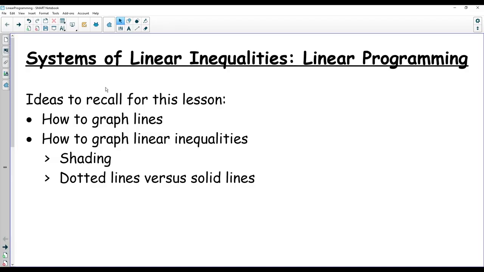A few things that you really need to make sure that you are solid on before you jump into this lesson is how to graph lines. Make sure you're comfortable with that. And the other thing we're going to utilize is how to graph linear inequalities specifically. That involves shading and whether your lines are dotted versus solid lines. If you need to take a moment and look at that just to get your head in the game for linear programming, feel free to do that and then continue on with the video.